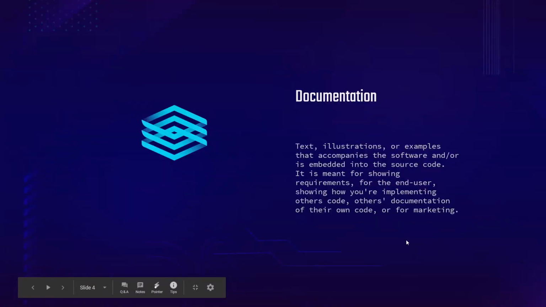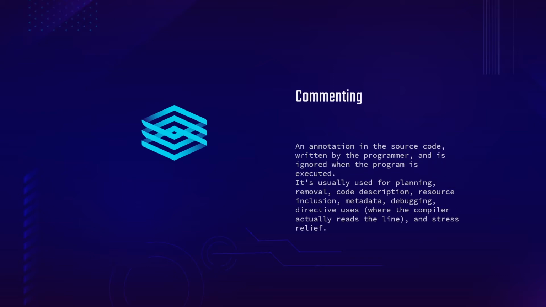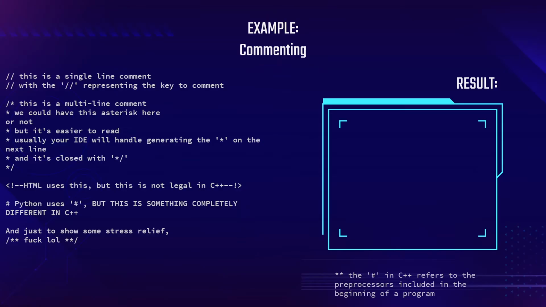So, first thing we want to cover is documentation, and basically what that is any example that accompanies the software or is embedded into the source code itself, and it's just for showing requirements. It might be for the end user if it's like text or illustrations, or maybe for marketing or just documenting whatever you write. So commenting is that embedding into the source code. It's just written by programmers and it's going to be ignored when the program executes. It's for many things like planning, removal, code description, resource inclusion, metadata, debugging, directive uses where the compiler will actually read whatever's happening. We're not going to talk about that for a while. And for stress relief.